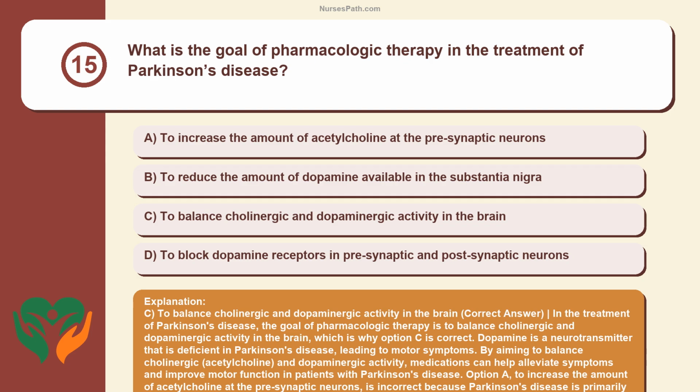Option A, to increase the amount of acetylcholine at the presynaptic neurons, is incorrect because Parkinson's disease is primarily characterized by a lack of dopamine, not acetylcholine.